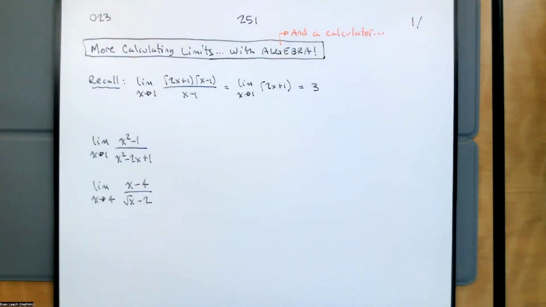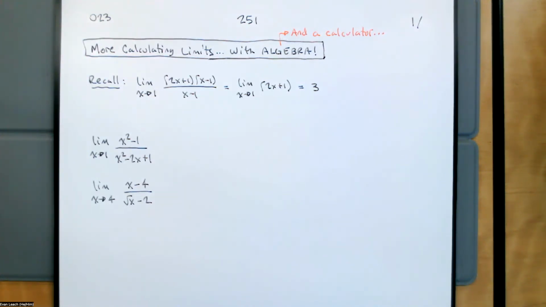Today we want to look at calculating some limits using some algebra again, like we were doing yesterday. We want to remind ourselves of some things about rational functions that we know that will be useful, and we want to see how we could use that to calculate limits. Let's begin with the limit we calculated yesterday.